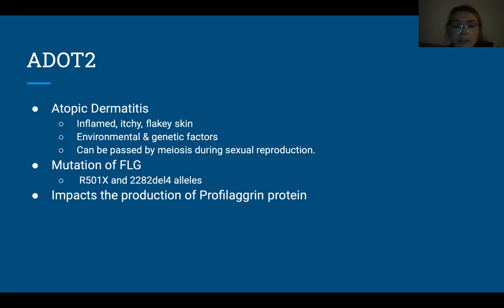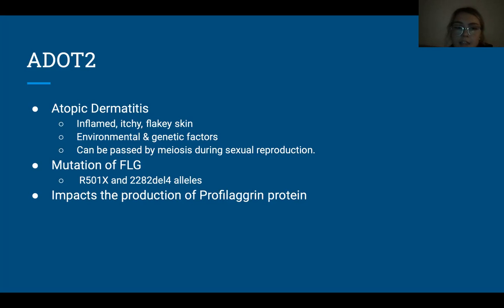So filaggrin can affect humans, both male and female. So we know that this is not a sex-linked trait. The AD gene is atopic dermatitis. Like I said, this can affect both males and females, biological sex at birth. So atopic dermatitis is categorized as inflamed, itchy, or flaky skin.